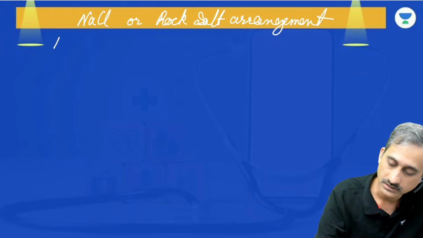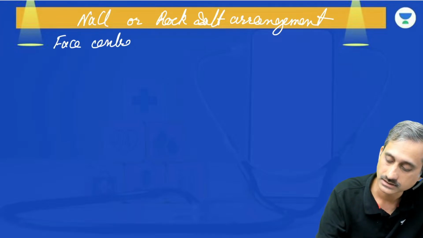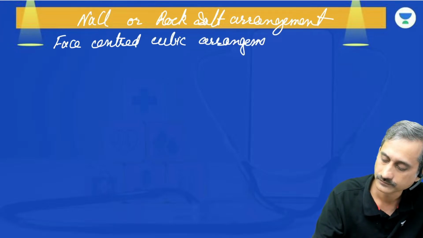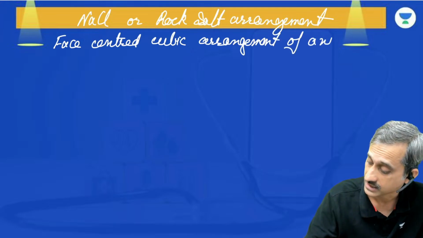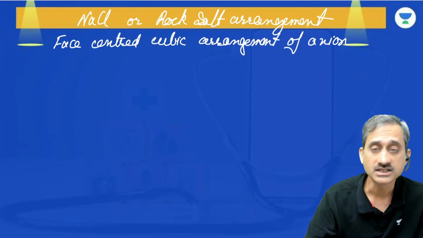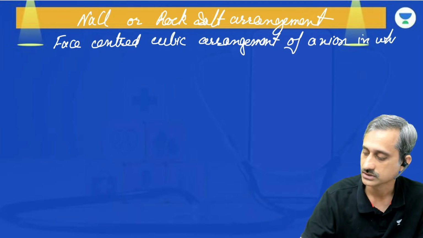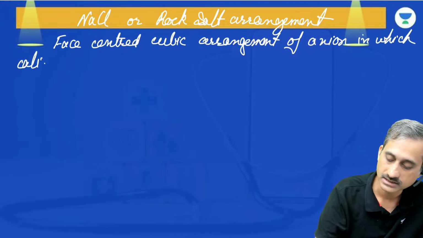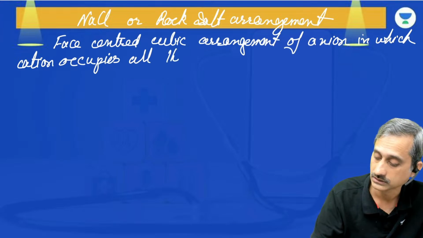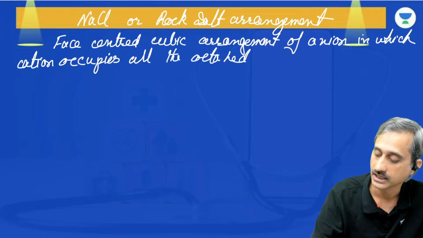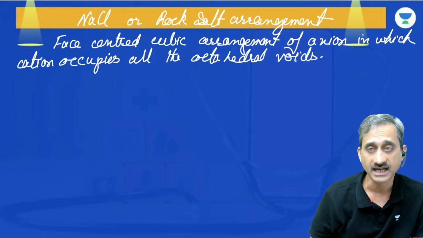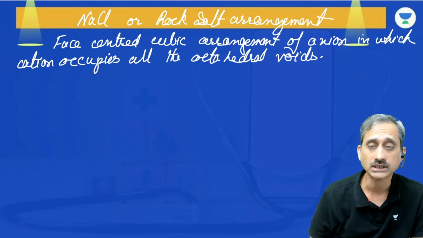It is the face-centered cubic arrangement of the anion in which cation occupies all the octahedral voids. It's a face-centered cubic arrangement of the anions in which cation occupies all the octahedral voids.